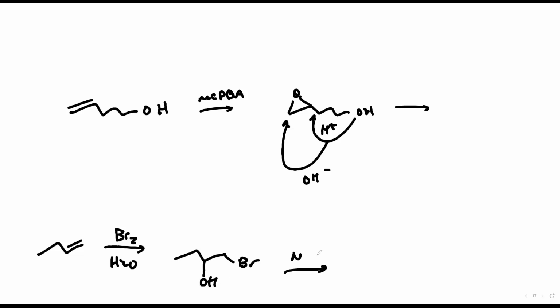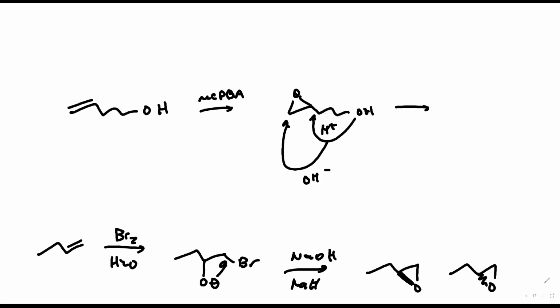But if I add NaOH or NaH, either one of these is going to deprotonate the alcohol, and the alcohol is going to hit that bromine center to form an epoxide. So this is an alternative method to forming epoxides, and it relies on the triangle mechanism a little bit. Whether this is a wedge or a dash will depend on which one you form.